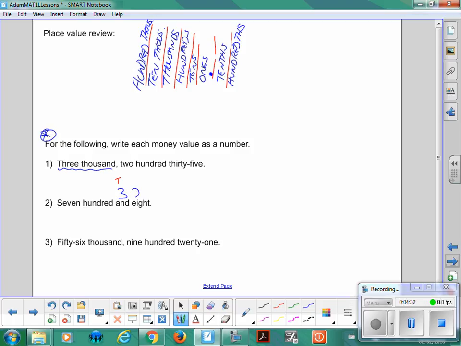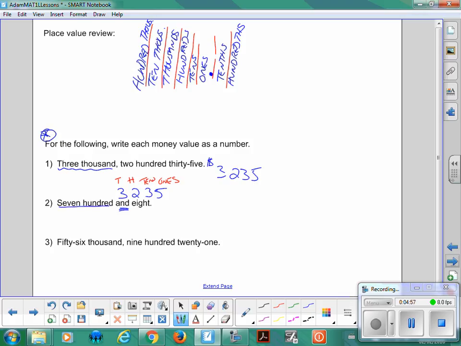235. And that works because we have thousands, hundreds, tens, and ones. All right, now you don't have to put what's in red here. Okay, you're just going to write out $3,235.